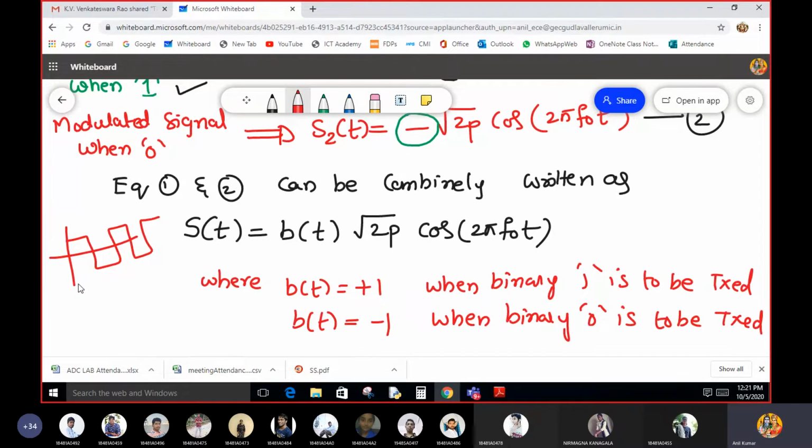Okay, and for each bit we consider one bit duration, that is Tb. Another bit I consider another bit duration Tb. Each and every bit is represented within one bit duration. One bit duration is represented by Tb, so therefore I represent it here with +1 or -1. Is it understandable?